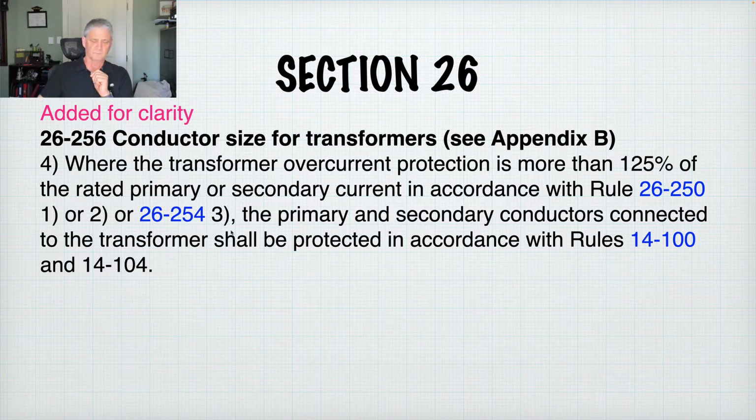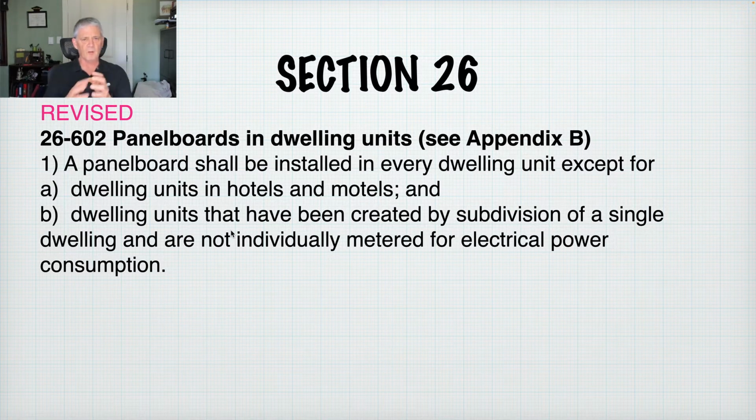Now, panel boards and dwelling units. So this has been revised to a panel board shall be installed in every dwelling unit except for dwelling units in hotels and motels, and dwelling units that have been created by subdivision of a single dwelling that are not individually metered for electrical power consumption. A little bit more straightforward.